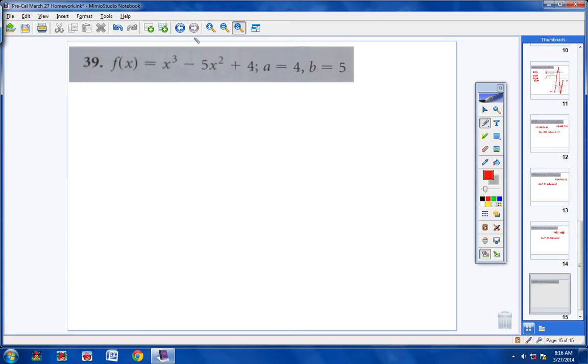And then lastly, number 39. We're going to substitute 4 into the equation, and we're going to substitute 5 into the equation. All right? If you substitute 4 in, you will get out a negative 12. If you substitute a 5 in, you will get out a 4. Is there a sign change between your two y values? Yes, there is. So we can say for sure, yes, there is a 0 between the x values 4 and 5.